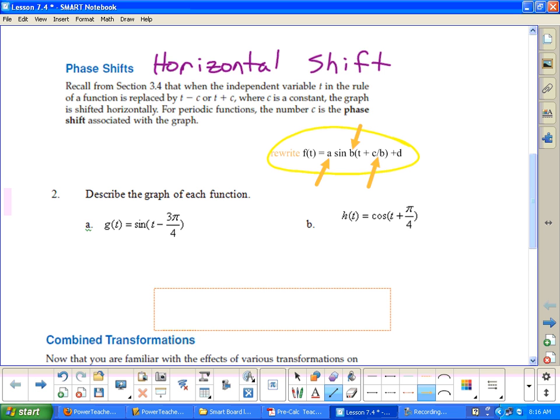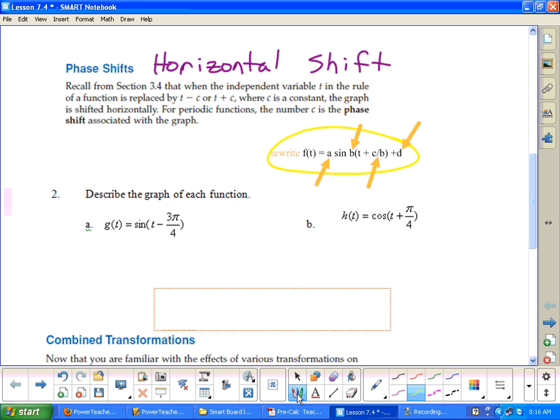This C over B is going to tell us our horizontal shift. Does it move left or right? And of course, there's our D again for our vertical shift. So whenever I have a function, I want to see it in that form, so that if we do have a value of b, it's factored out.